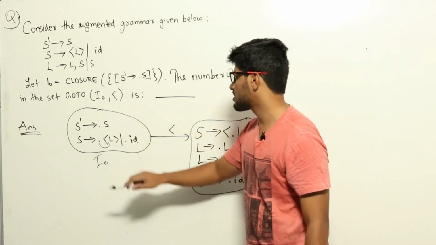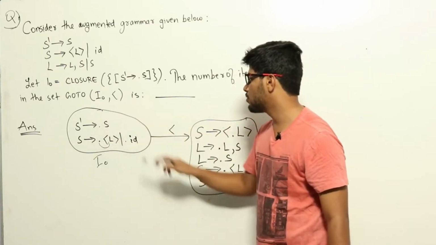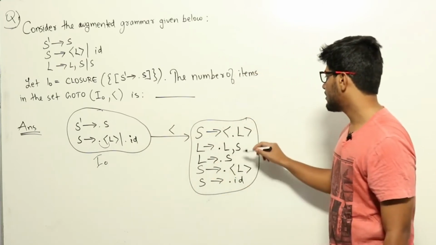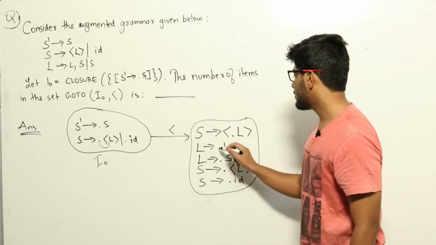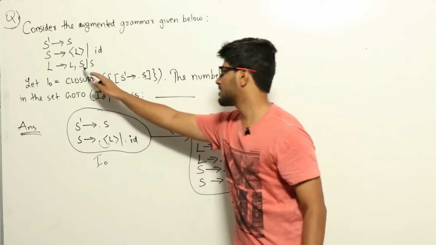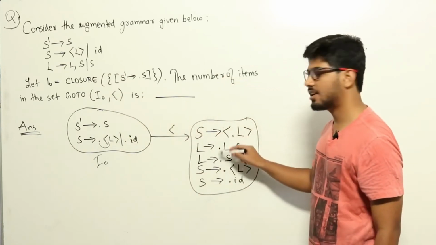On these two productions we can't take a move on seeing the input left bracket. Now if you look here, the dot is appearing before L now, meaning we can expand L as well. L gives dot L comma S, that is this production, or L gives dot S, that is this production. Dot I have appended at the start.